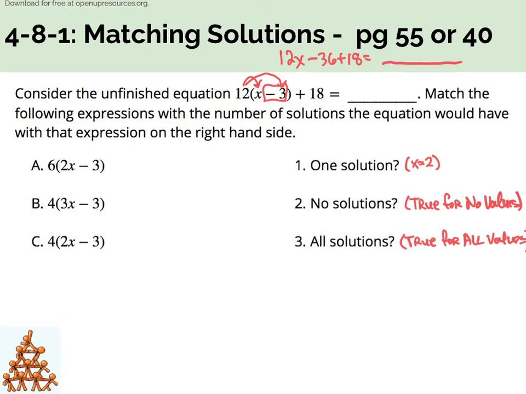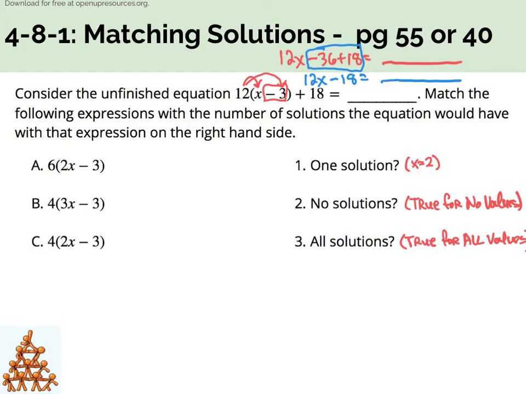And then what I like to do is simplify this as much as possible. So we're still going to have 12x, and we're going to combine terms on the same side. So we have 12x, negative 36 plus 18 is negative 18, and then equals the blank. Again, if we're looking at the different things, let's look at a one solution.